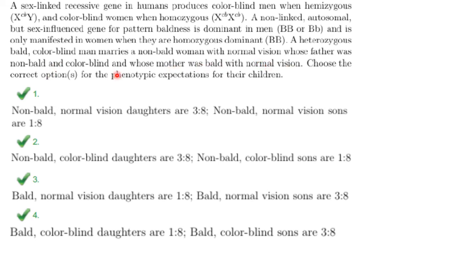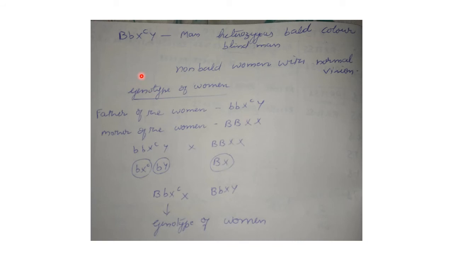Choose the correct options for the phenotypic expectations for their children. I have given here all the options are correct, and how I have got them I have given in the next slides. So you have got a man, a heterozygous, color-blind man. Now he is going to marry a non-bald woman with normal vision. So we don't know the genotype of this non-bald woman with normal vision.